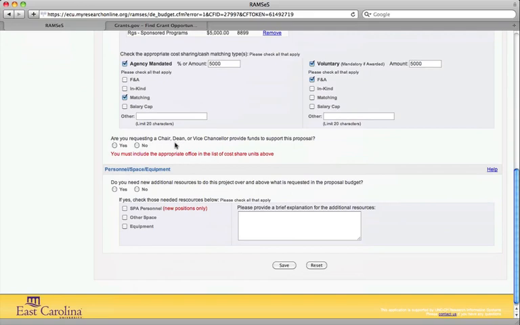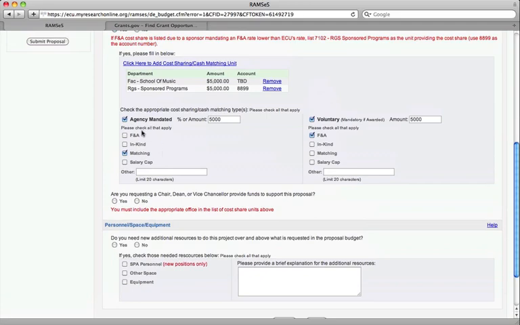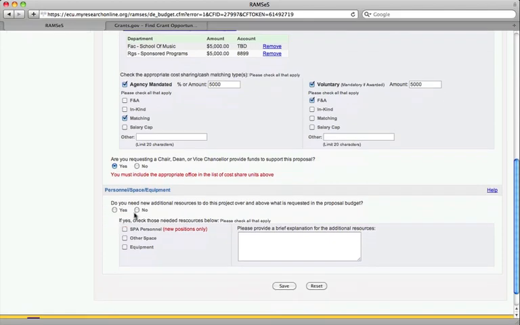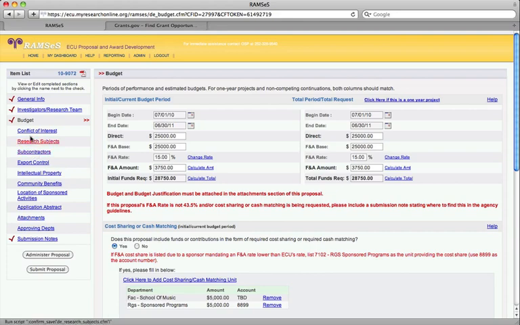Are you requesting a chair, dean, or vice chancellor provide funds to support this proposal? In this case, the chair is being asked to provide the $5,000. Possibly this money would have been available from a startup fund or something like that, which would not need chair approval. But most of the time, if you have non-F&A cost sharing, then you're going to answer this question yes. And lastly, you have an opportunity to note if there is space or other resources that are going to be required. Click Save. Notice that you now have a check mark on the budget screen, so that means that you've done all this correctly.